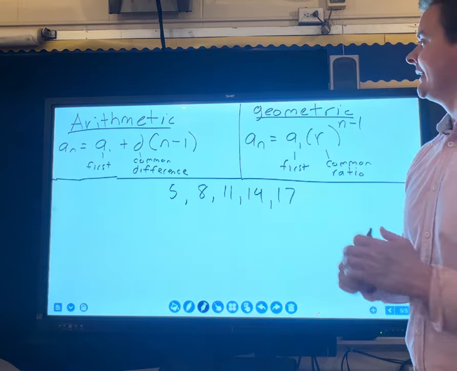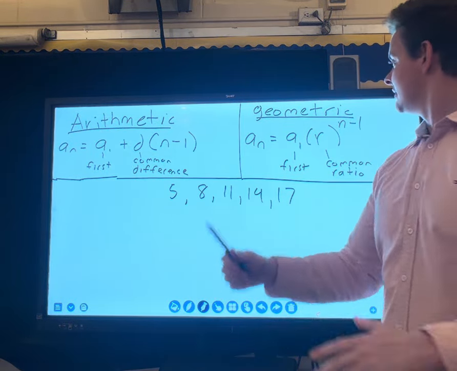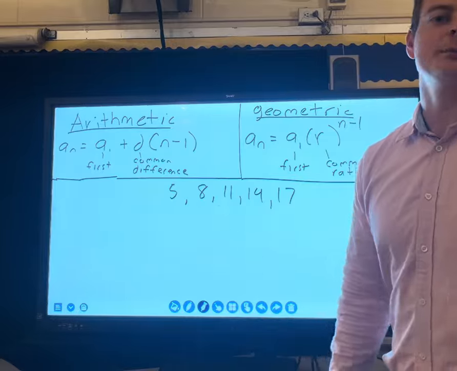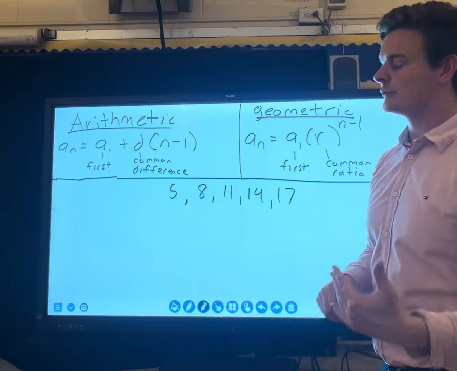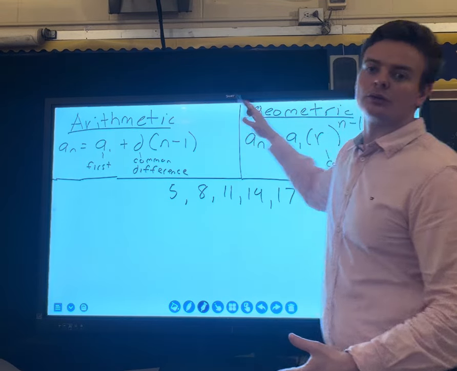I'm Mr. B, and today we're dealing with sequences. Sequences, fancy word, dealing with patterns. Here I have my pattern here. I first have to decide if it's an arithmetic or a geometric pattern.